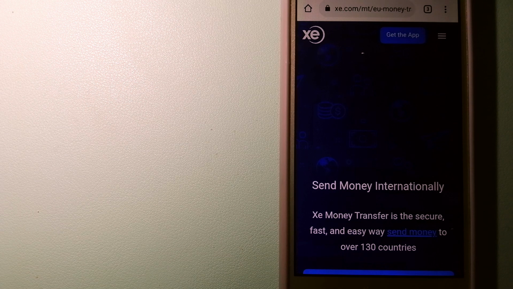Money transfer companies and governments change their rules all the time. So if one of these services is not available anymore, or if you know another reliable way to send money abroad, make sure to leave us your comments and let the rest of us know.